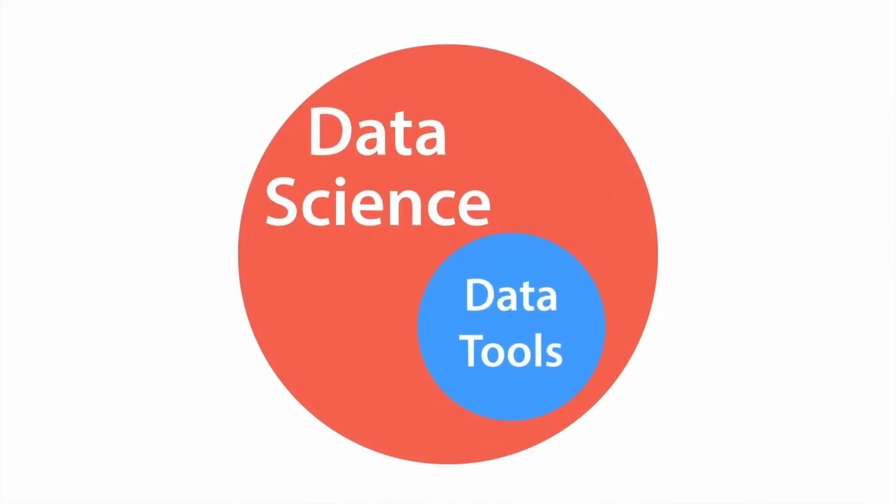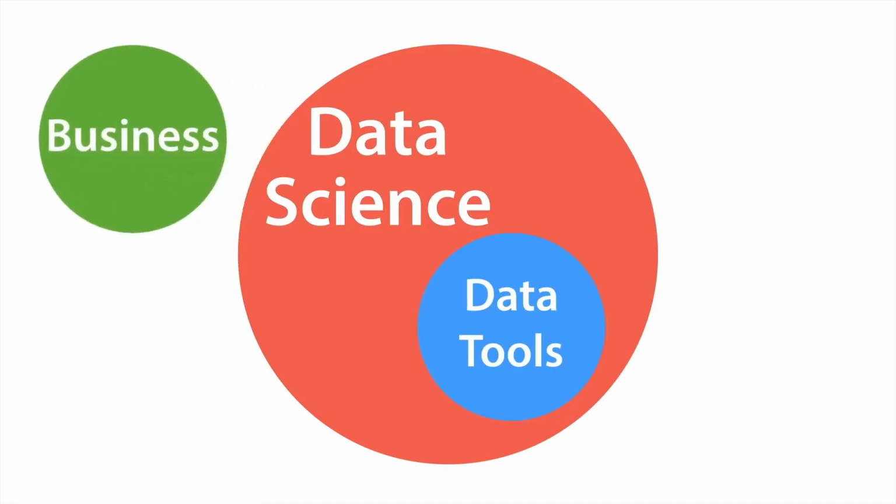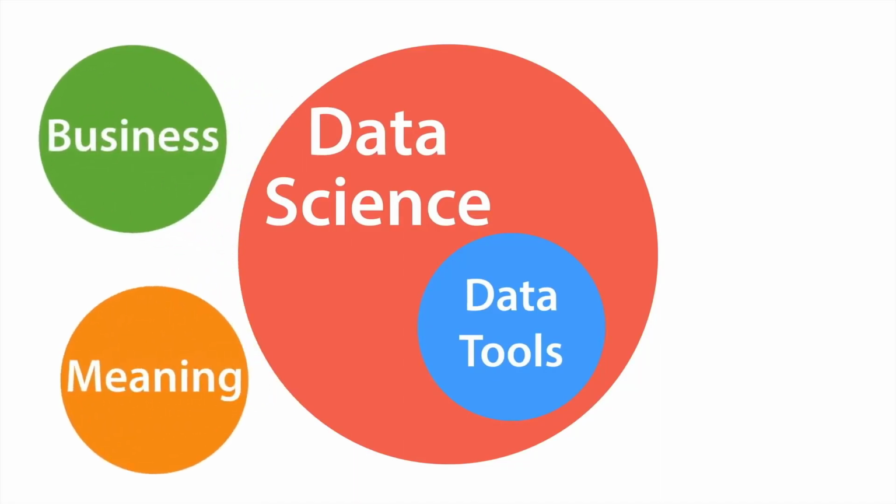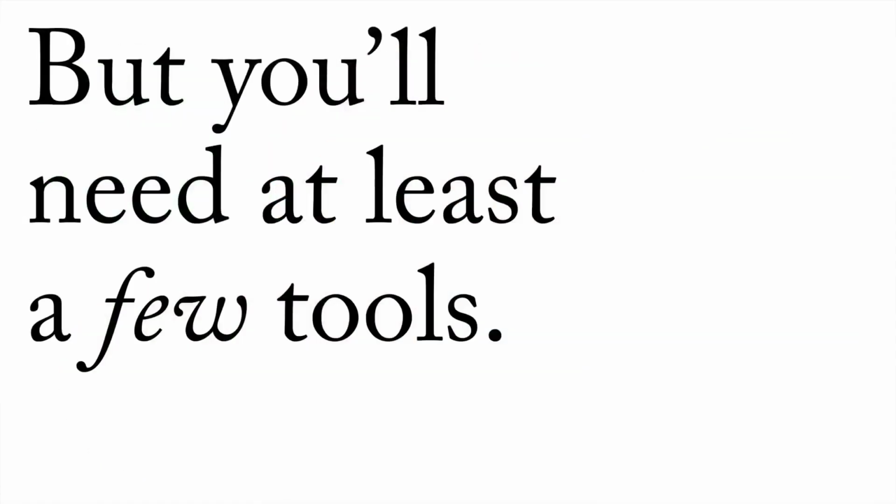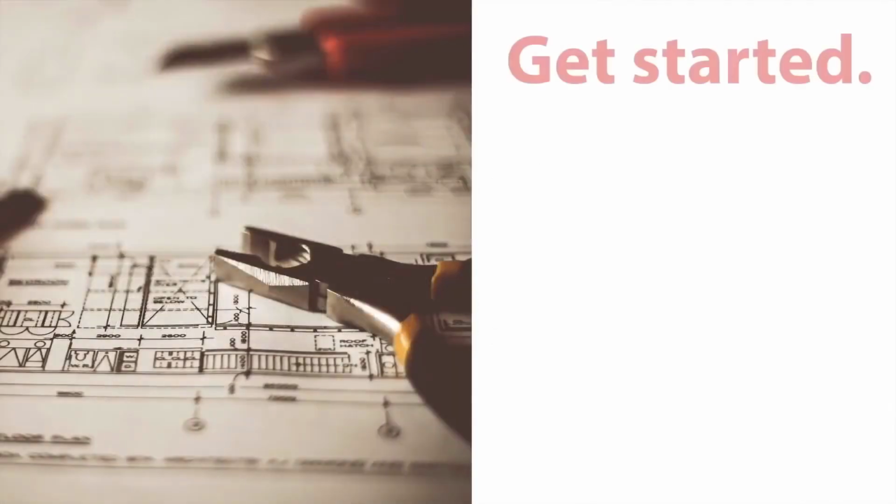Data tools are simply one element of data science, because data science is made up of a lot more than the tools that you use. It includes things like business knowledge, meaning making and interpretation, and social factors. So there's much more than just the tools involved. That being said, you will need at least a few tools, and so we're going to talk about some of the things that you can use in data science if it works well for you. In terms of getting started, the basic things, number one is Spreadsheets.